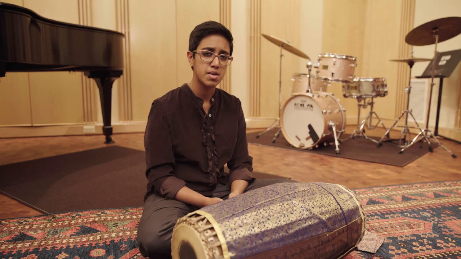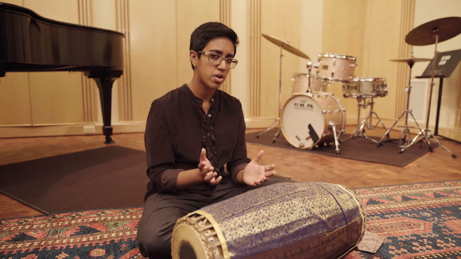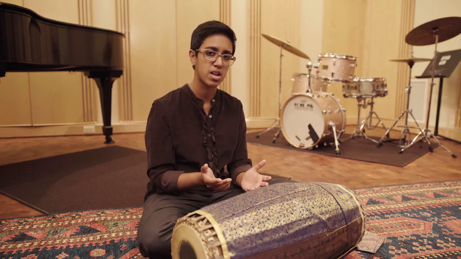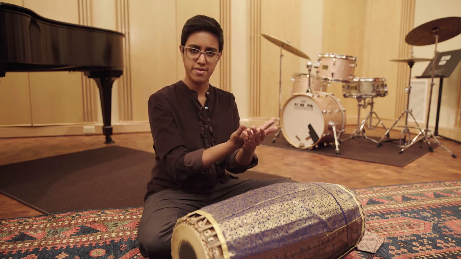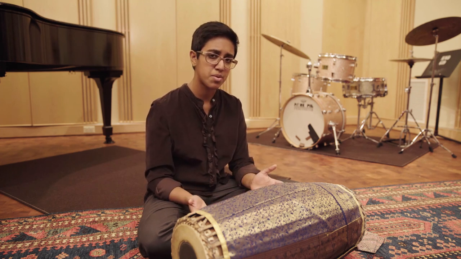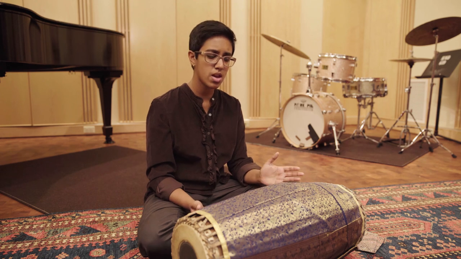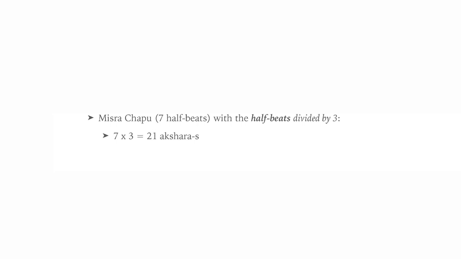But this time, I'm going to divide it in terms of half beats. So the number of half beats in mishra japa, again, is half, half, half, half, half, half, half. So in mishra japa, we have 7 components. Now, if each of those half beats were divided by 3, we would have 7 half beats times 3 aksharas per half beat, which gets you 21 aksharas. So this is what that sounds like.